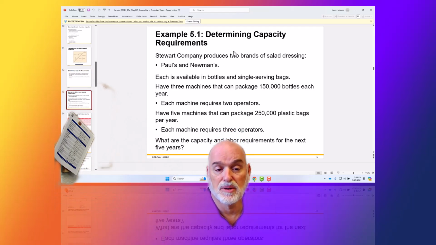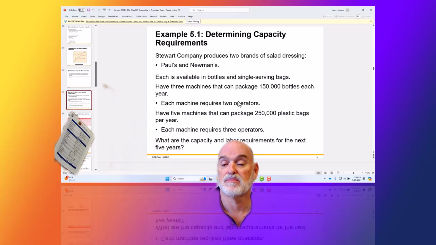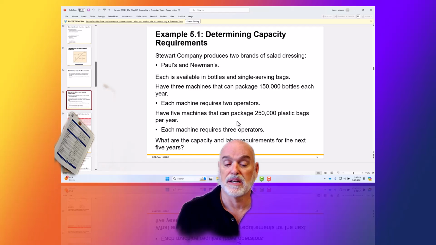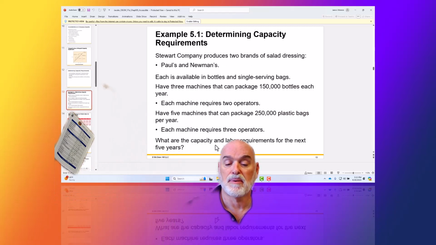Example 5.1, determining capacity requirements. Stewart Company produces 2 brands of salad dressing, Paul's and Newman's. Each is available in bottles and single-serving bags. They have 3 machines that can package 150,000 bottles each year, and each machine requires 2 operators. They have 5 machines that can package 250,000 plastic bags per year, and each machine requires 3 operators. What are the capacity and labor requirements for the next 5 years?